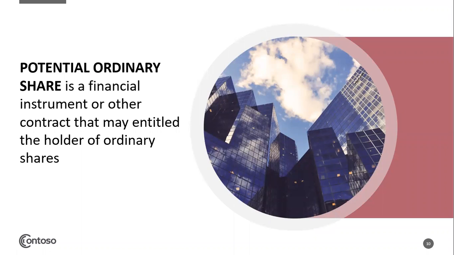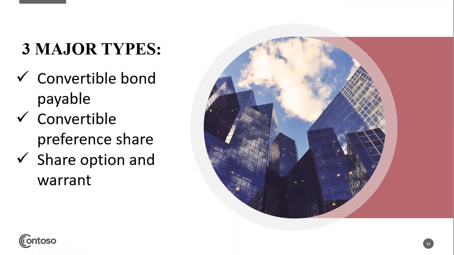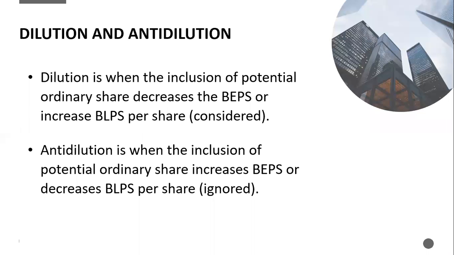So next we have potential ordinary share. Before we discuss diluted earnings per share, what is potential ordinary share? It is a financial instrument or other contract that may entitle the holder to ordinary share. We have 3 major types. Number 1 is convertible bond payable. Next, convertible preference share, then share option and warrant.